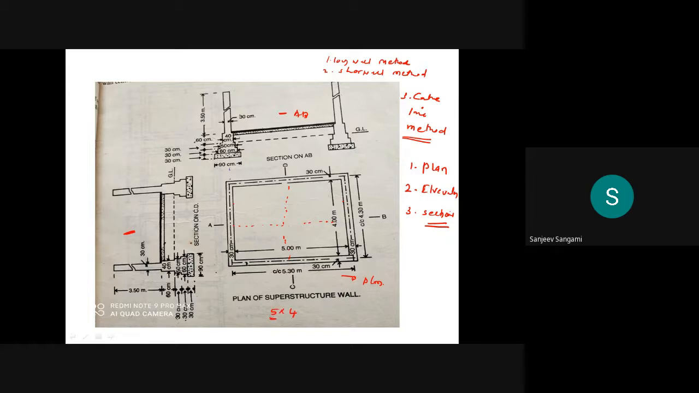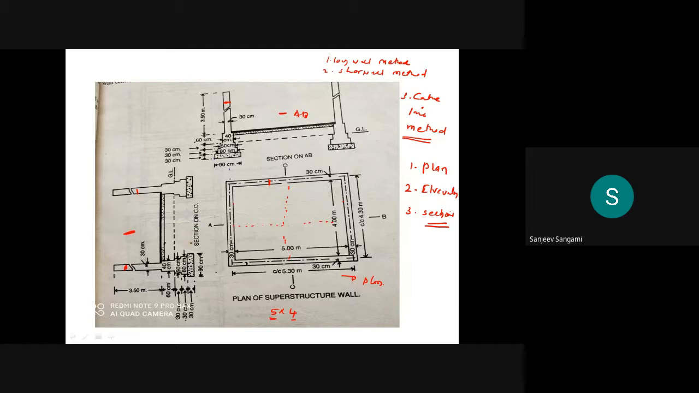So 5 is the long wall and 4 is inner to inner, and the thickness of the wall he has given is 30 centimeters. This is 30 centimeters. The same you can observe here in the section. Here also you can see the 30 centimeter thickness. Then first, center to center, how much it is going to come, calculate it first.